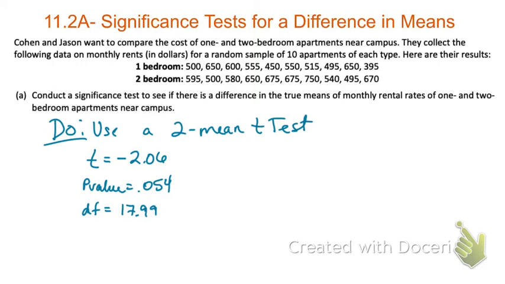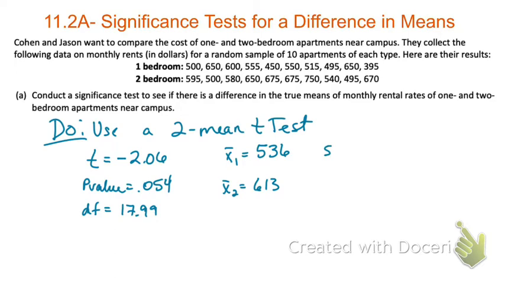Now, look at what your calculator is doing for you. It's giving you x bar 1. What does x bar 1 stand for? This is the sample mean for the first sample. So the average rent for 1-bedroom apartments in this sample was $536. Then it tells you x bar 2, $613. That's the average rent for 2-bedroom apartments. Is there a difference there? Yes, there is, but is it statistically significant? That's what we'll look at when we conclude.